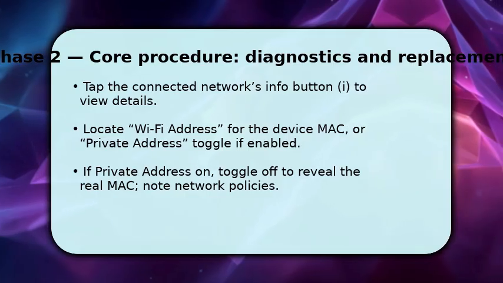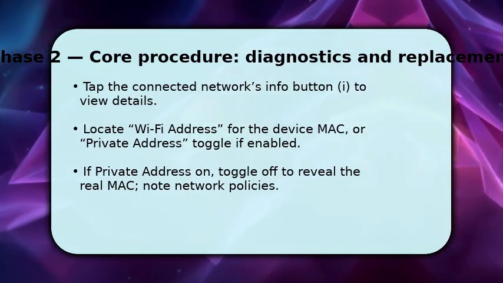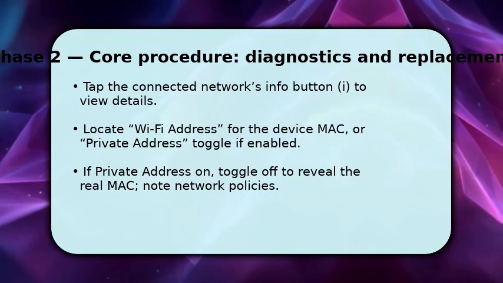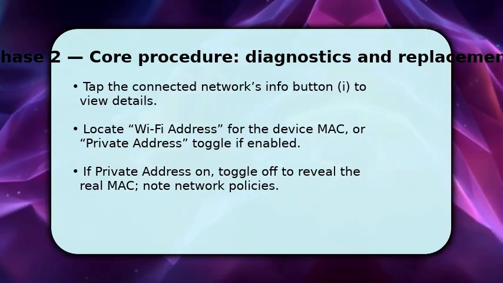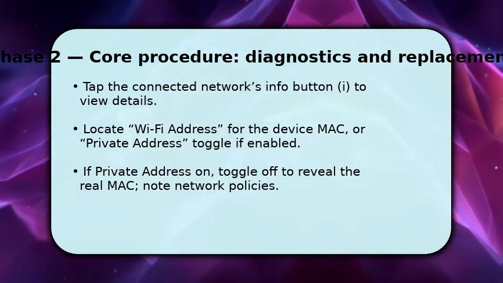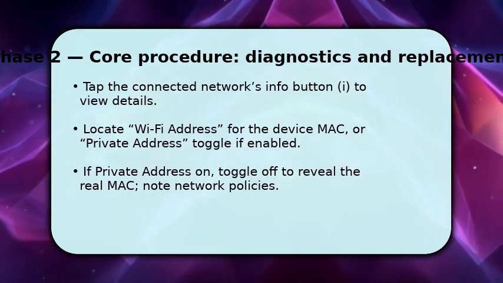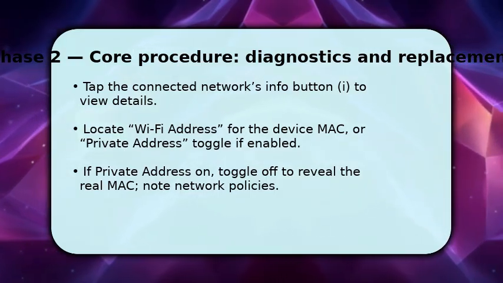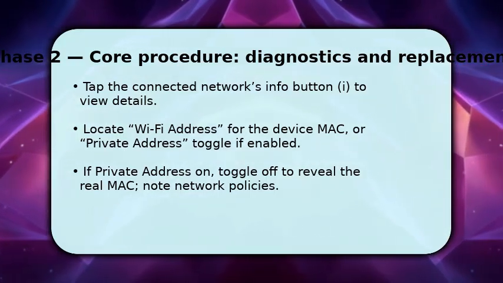If you see a private address toggle turned on, that means iOS is using a randomized MAC. Turn it off and reconnect to reveal the hardware MAC. Make sure to re-enable privacy afterward if you need randomized MACs for privacy reasons.